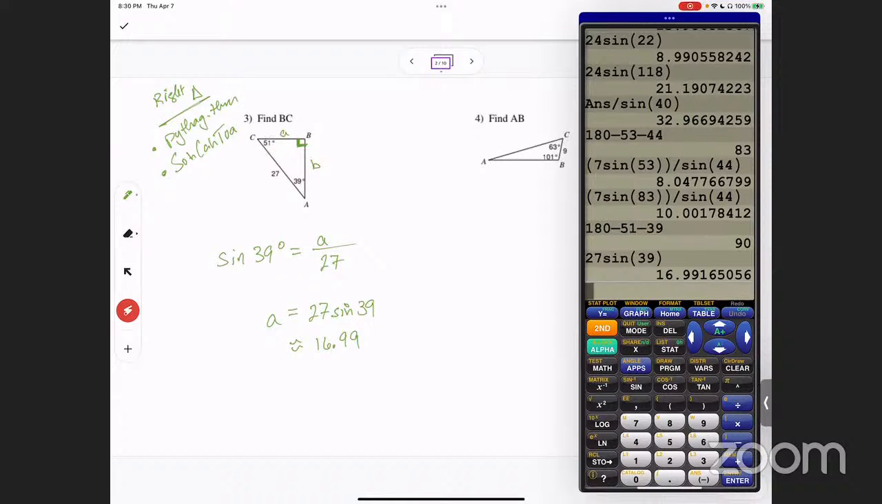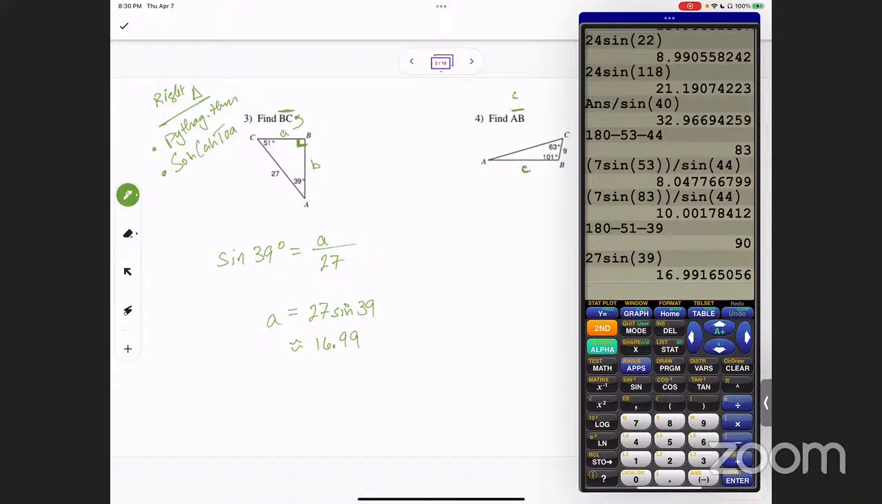Okay, so that's all you had to do for that one. And by the way, that's also what they wanted. They wanted you to find BC, so that's what we found. I didn't really read the directions, but that's all we needed. Now for this one, they want us to find A. They want us to find B, which is really letter C, right?